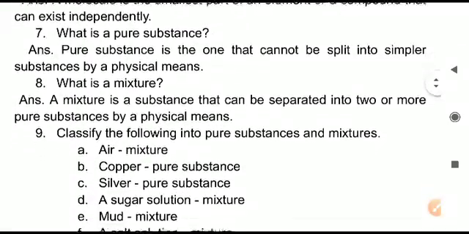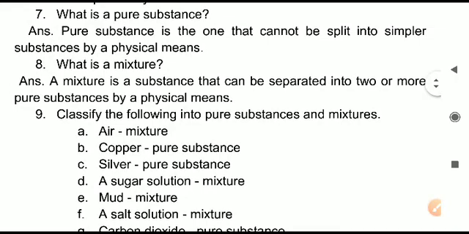Question number 7 will read now. What are pure substances? Pure substances definition they have asked. So a pure substance is the one that cannot split into simple substances by physical means. Even by physical methods, we cannot split, we cannot break a pure substance into smaller things. That is a pure substance. For example, an element is a pure substance. So we cannot break an element into different parts by physical change or by physical methods.